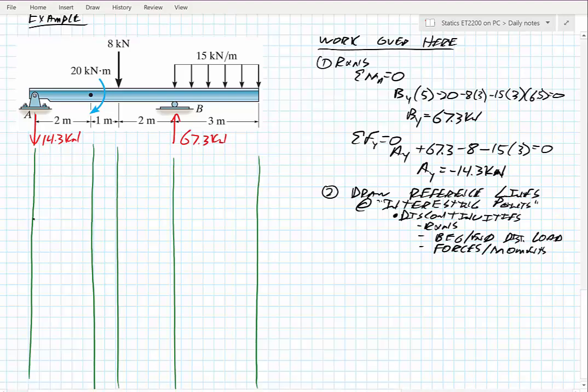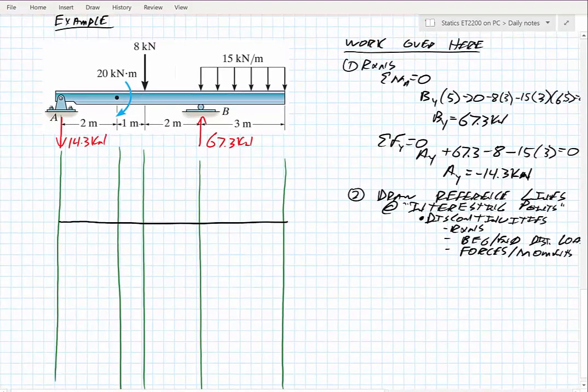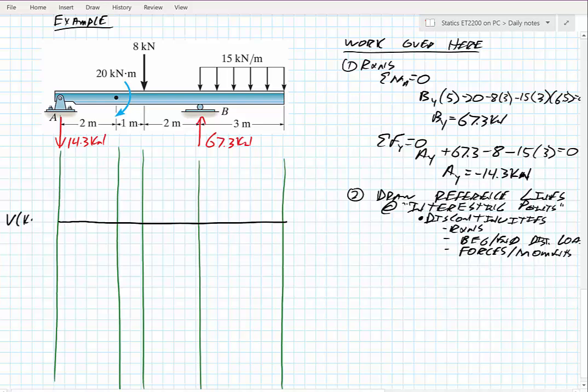This is where I'm going to be drawing my shear force, and I'll put my unit on here of kilonewtons. And below that, I have my moment with the unit of kilonewton meters. The way I approach this is I start with this 14.3 kilonewtons, and it's pointing down. So immediately on my shear diagram I just go down 14.3, and I put negative 14.3 kilonewtons. Then I work my way from left to right.